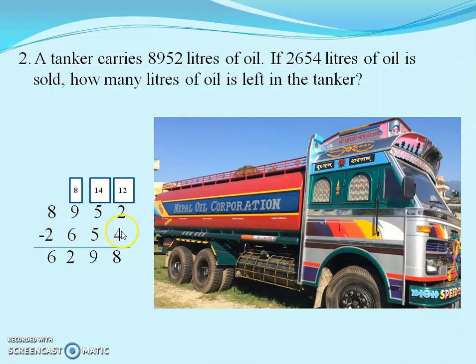Here 2 cannot subtract 4, so it will borrow from 5 and becomes 12. 12 minus 4 gives you 8. Here 5 has already given 1 for 2, so 4 is remaining and again 4 cannot subtract 5, so 4 will take a borrow from 9 and becomes 14. 14 minus 5 gives you 9. Here 9 has already given 1 for 5, so 8 is remaining. 8 minus 6 gives you 2 and finally 8 minus 2 will give you 6. So 6,298 liters of oil is left in the tanker.